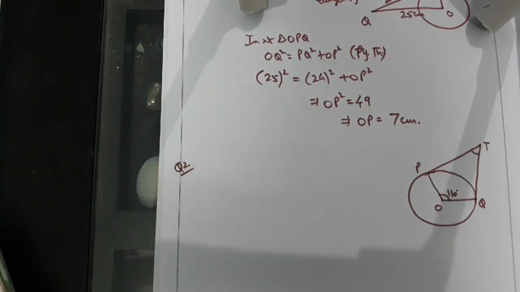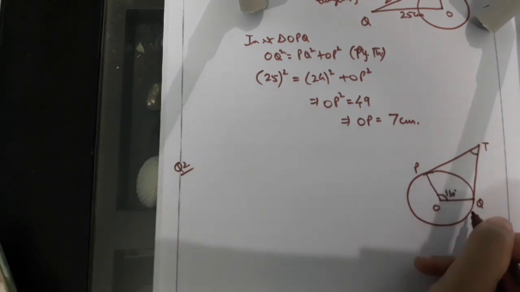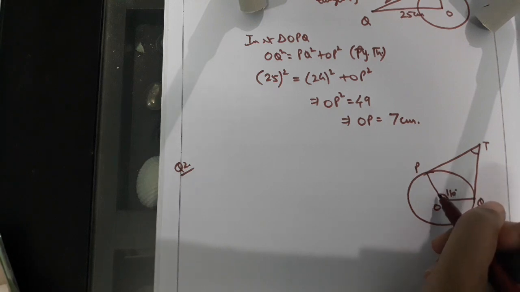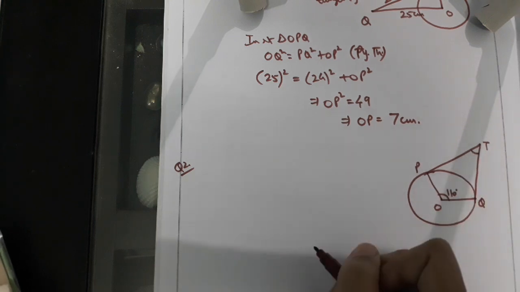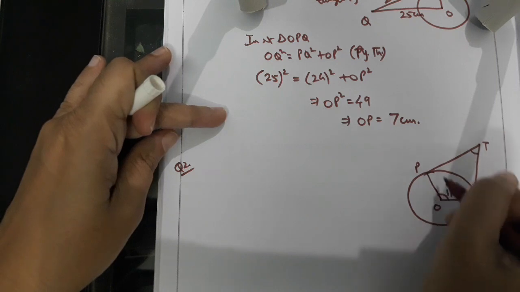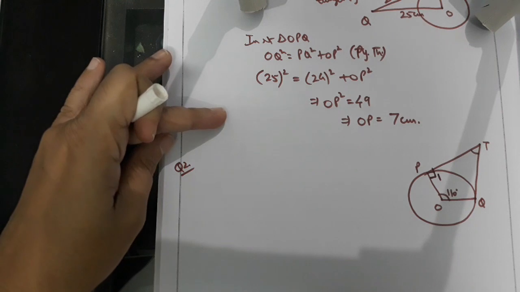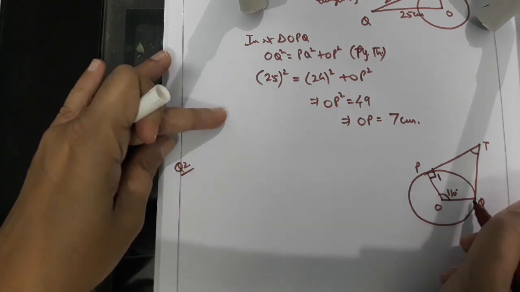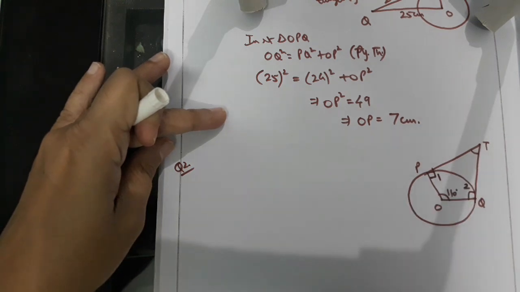Second question, figure is given to us in the book. So they are saying TP and TQ are two tangents to a circle with center O such that angle POQ is given to us as 110 degrees. Then we have to find out angle PTQ. So over here you can see that OP is the radius and PT is the tangent. So this angle 1 is of measure 90 degrees. OQ is the radius and QT is the tangent. So angle 2 is of measure 90 degrees.